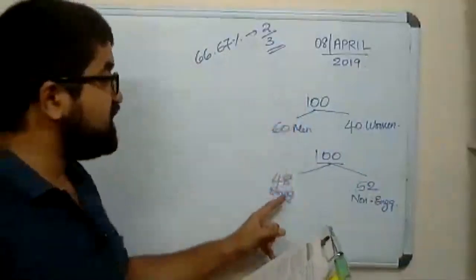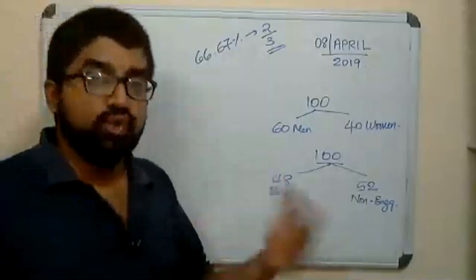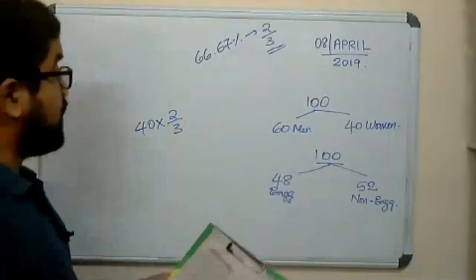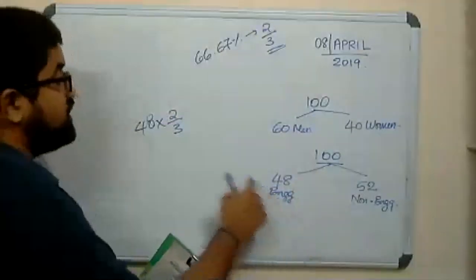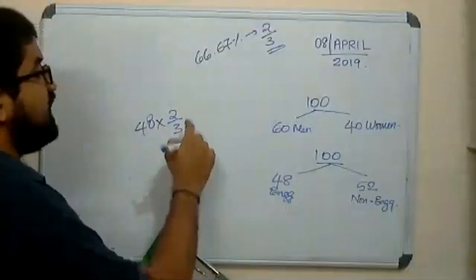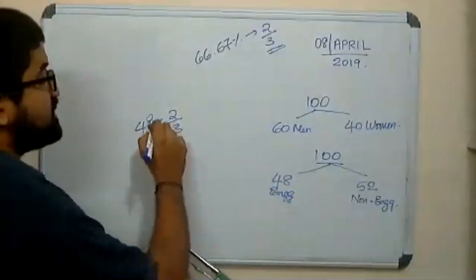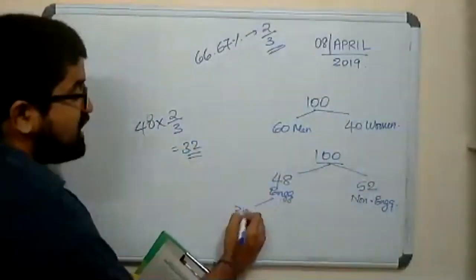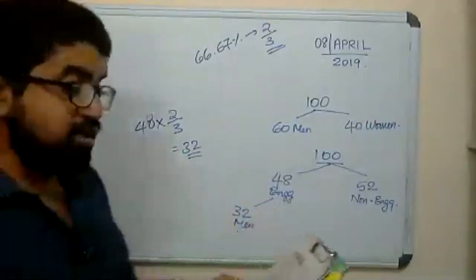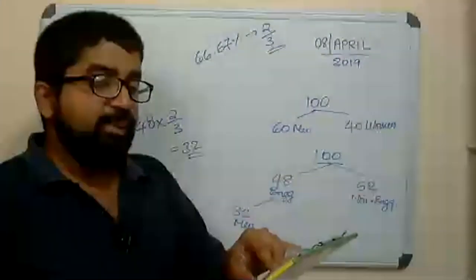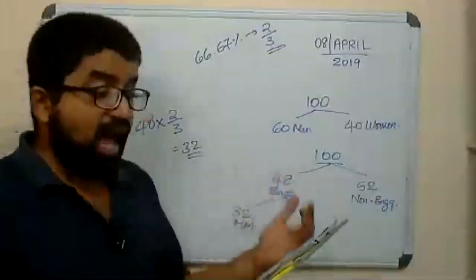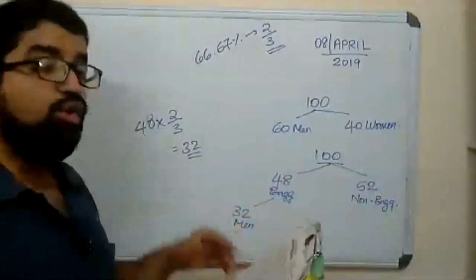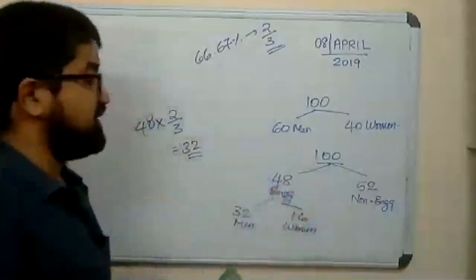So the number of engineers is 48, and it's 2/3. That is 48 into 2 upon 3, because 48 are engineers. So 48 into 2 upon 3, this comes to 16 into 2, 32. We can see that out of these 48 engineers, 32 of them are men, because it is given that 48% of the employees are engineers, and 2/3 of these engineers are men.